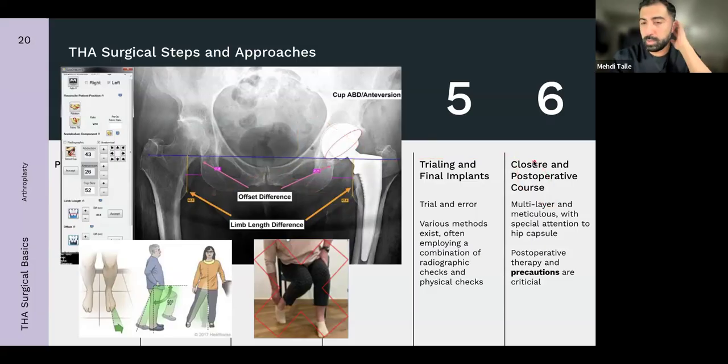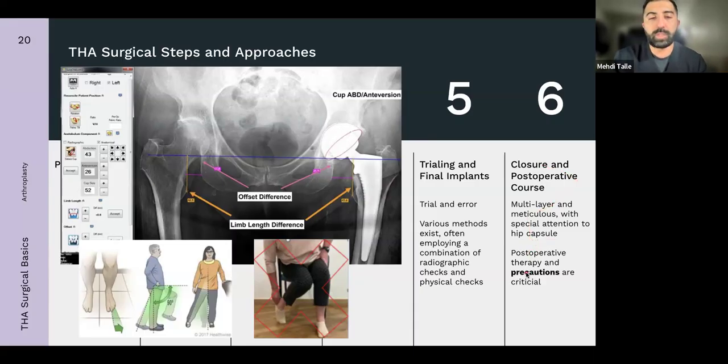So similarly, multi-layer closure. The difference is the hip capsule closure. I mean, you close the knee capsule every time as well. But what has been shown in the literature is that the dislocation risk with posterior hips, which is a classical risk with that approach, can really be mitigated with a nice, robust repair of your hip capsule and structures on your way out. So really pay attention to that, both during your dissection and then on the way out with the closure as well.